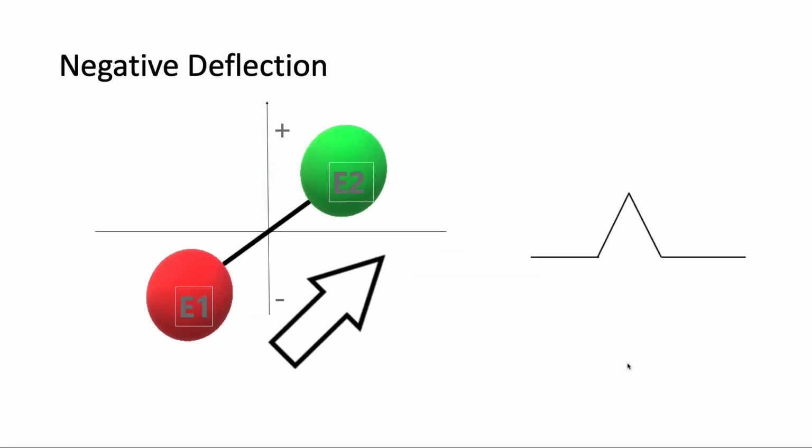A negative deflection would be the opposite. So if E1 is more negative than E2, then this orb drops down in this Cartesian coordinate system, and then the second electrode point is up, and that makes the arrow point up. And that's what you see on the EEG: the waveform actually deflects upward.